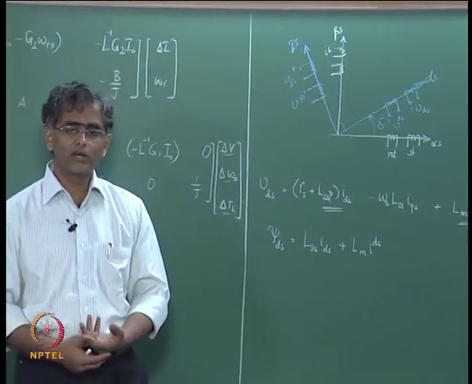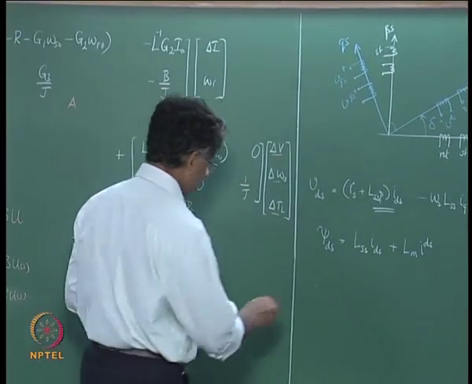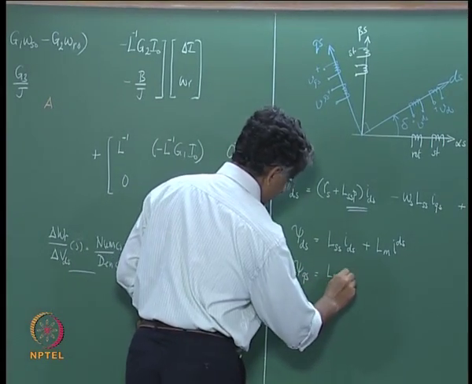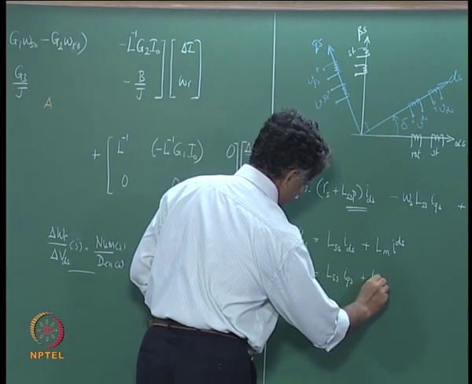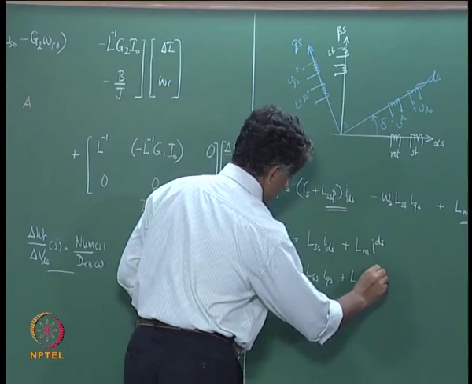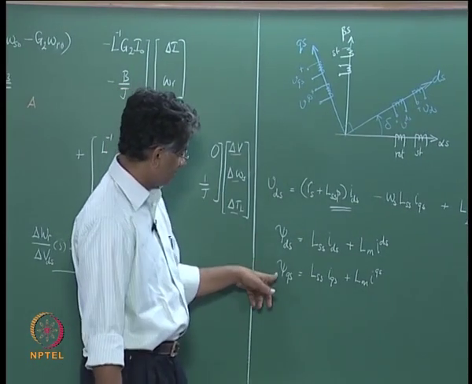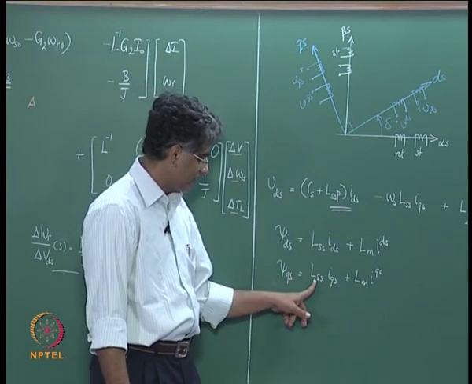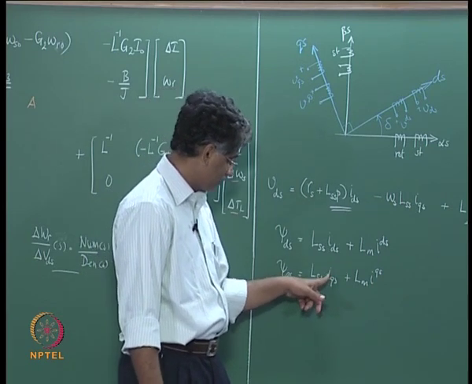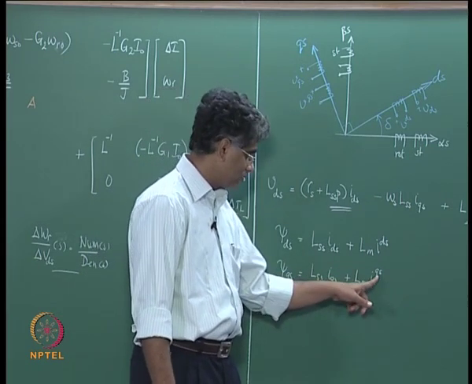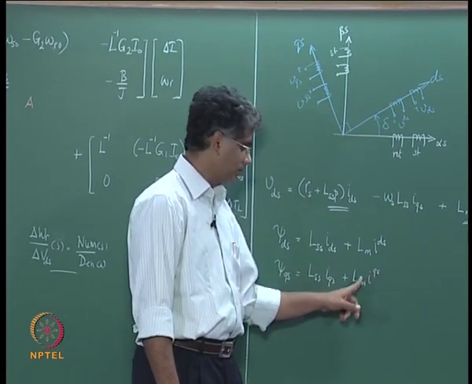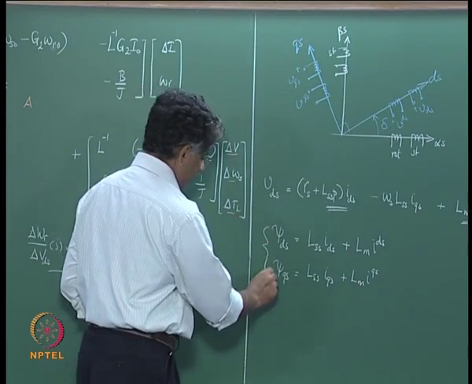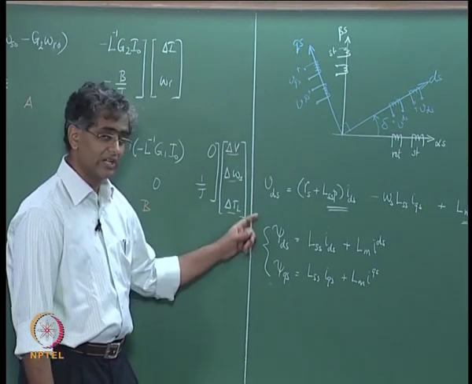Similarly, one can write expressions for the other flux linkages as well. So, you have psi qs as Lss into Iqs plus Lm into Iqs'. This is the flux linkage in the q axis coil of the stator: self inductance multiplied by the flow of q axis current, and then the q current of the rotor multiplied by the mutual inductance. So, these are the flux linkages of the stator.